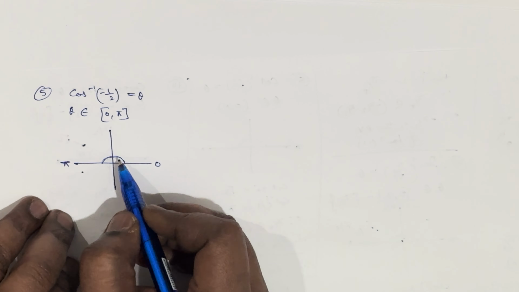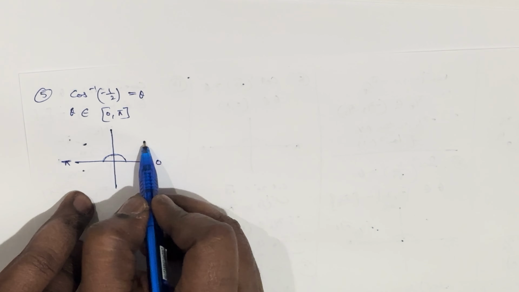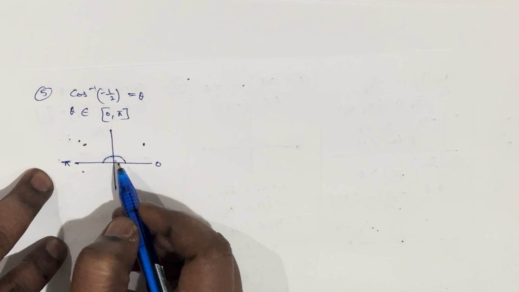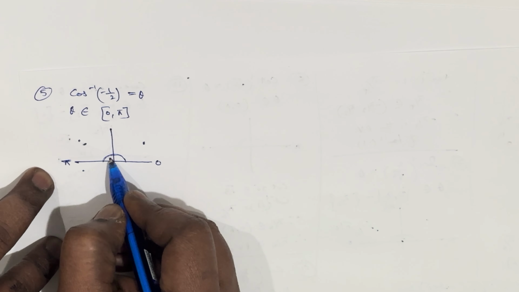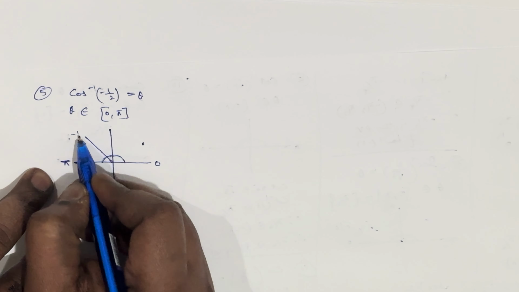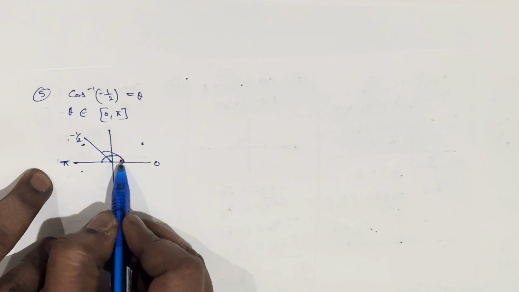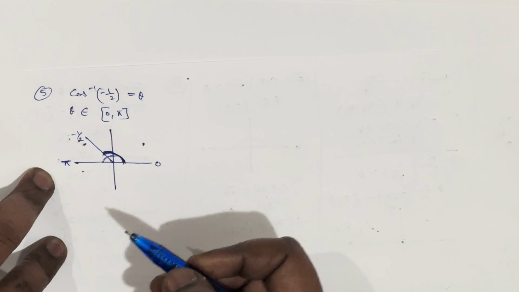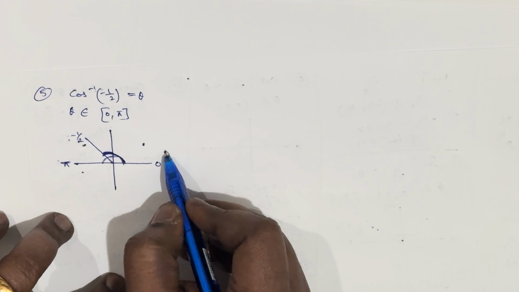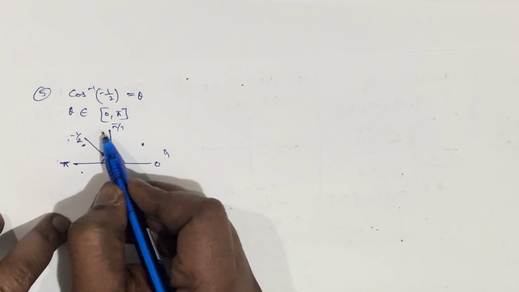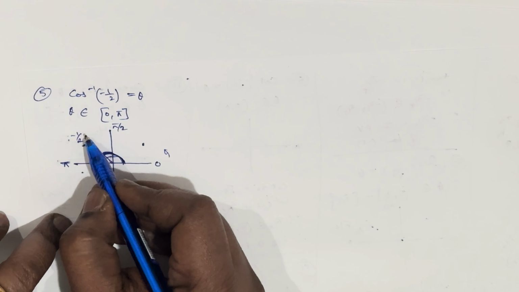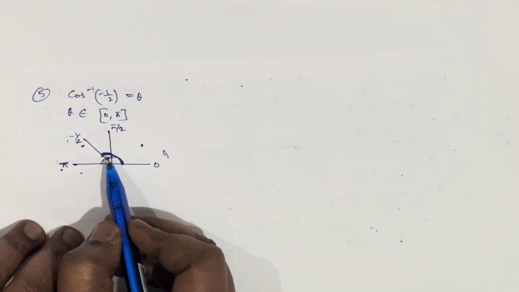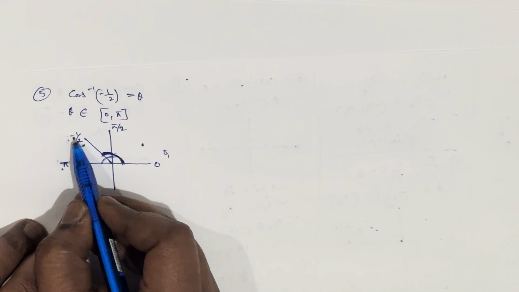Now negative 1 by 2. We know that cos is positive in the first quadrant and cos is negative here in the second quadrant. So negative 1 by 2 must be here. This is negative 1 by 2, and this must be the angle. Since it's moving in the positive direction, after pi by 2 this will be 2 pi by 3, 3 by 4, and 5 by 6, and so on up to pi. This is the angle where its cos is negative 1 by 2.